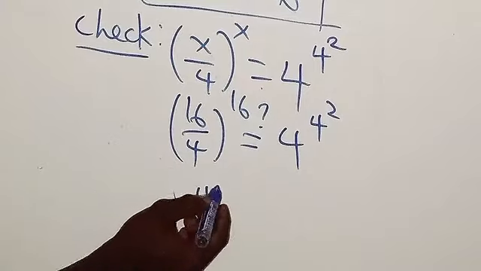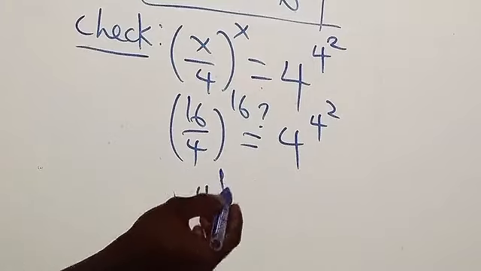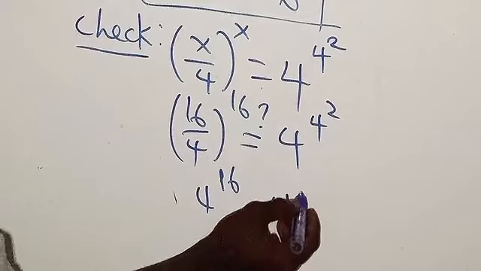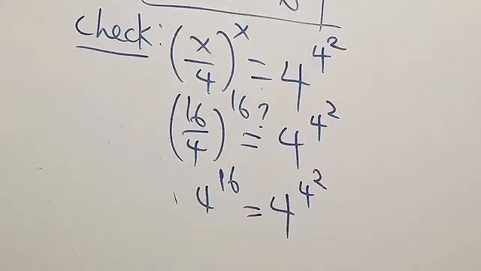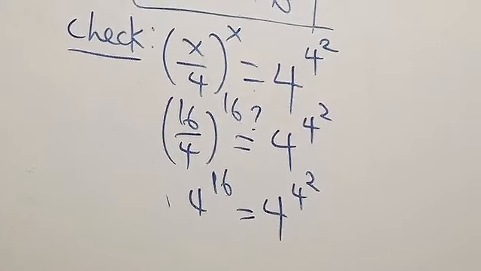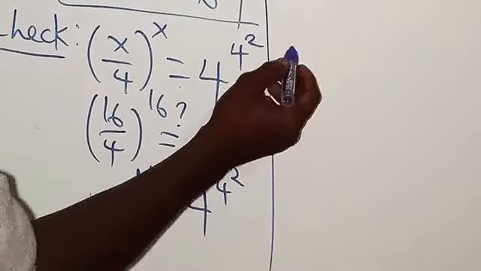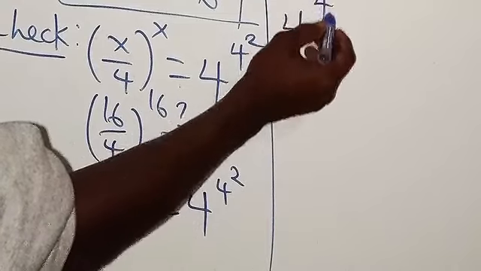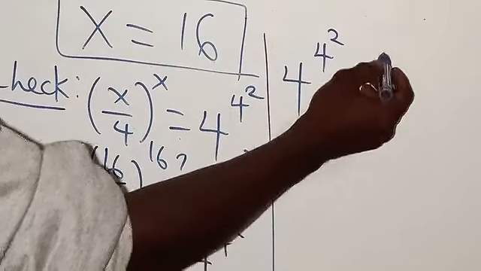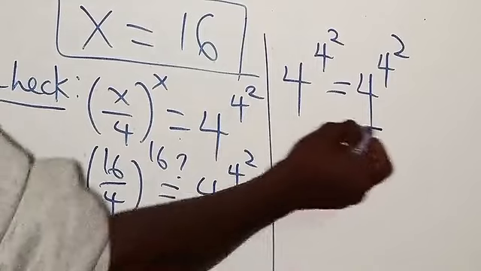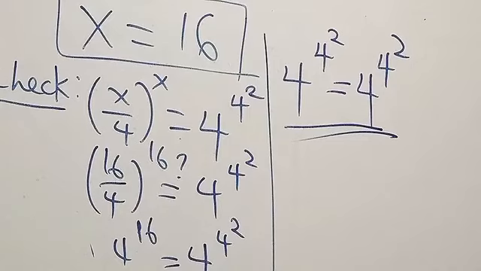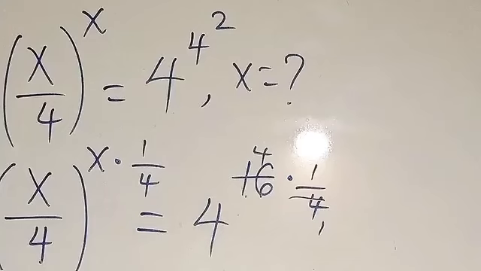4 to the power of 16, which is equal to 4 to the power of 4 raised to the power 2. Now 16 can be written as 4 to the power of 2, equals 4 to the power of 2. Which means the two sides are the same, right? So we have this confirmed, that x equals 16 is just one of the solutions of the equation.